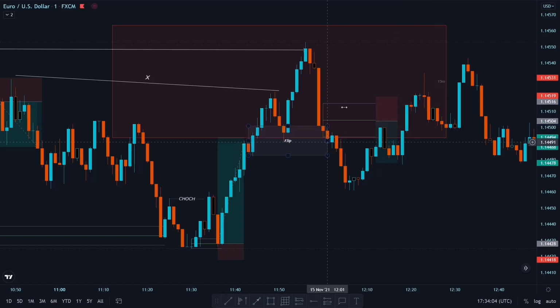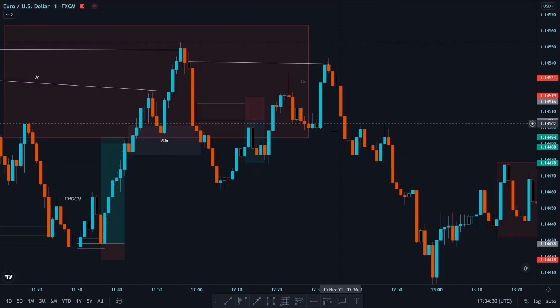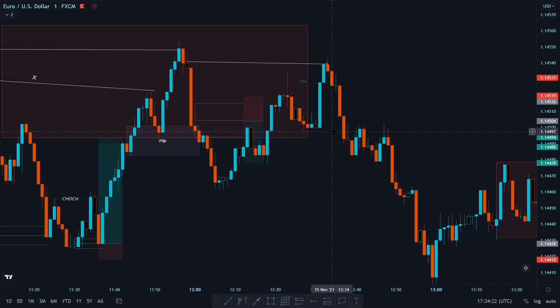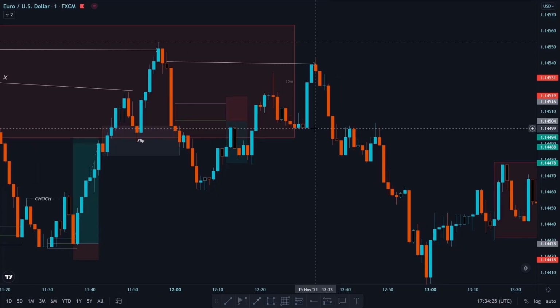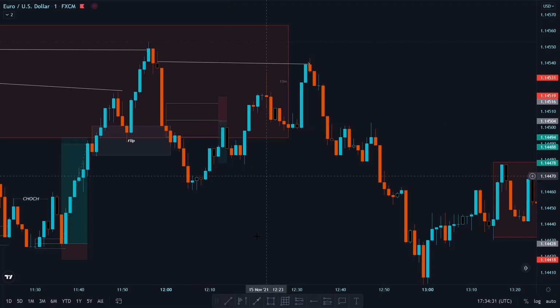Instead of here, we get another mitigation to this extreme point. We have this extreme mitigation here, and again we get another change in character to the downside from here. So after this change in character, we can see that we have another supply to demand flip.